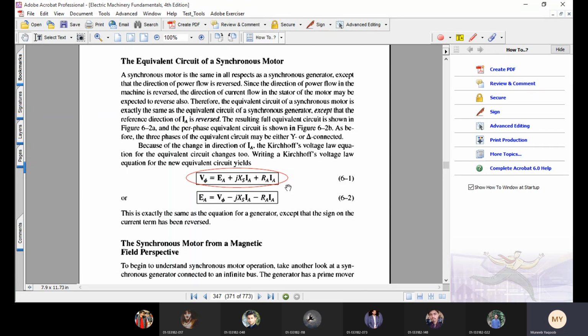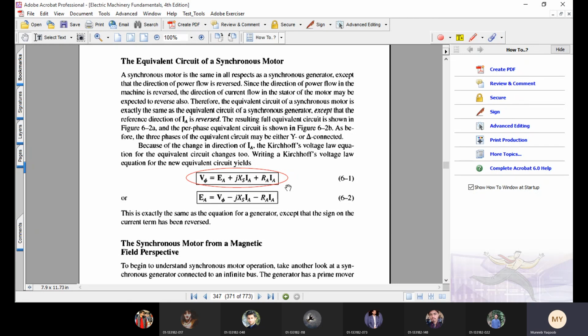Why are these two terms now being added? Because the direction of current is not IA, it's now minus IA. And due to this minus IA, the minus of minus XSIA becomes positive. And hence, rather than subtracting the two voltage drops from EA, we add the two voltage drops to EA to get the output phase voltage. So this is a difference that will come in the derivation or the equation algebraically.